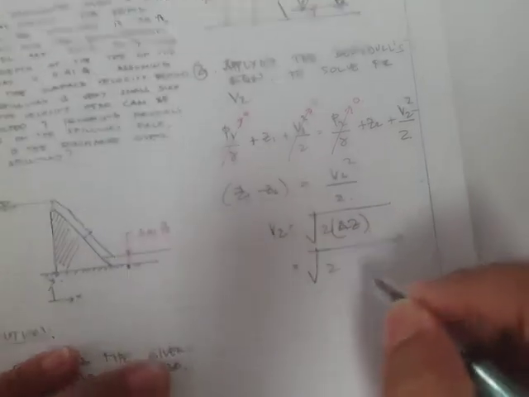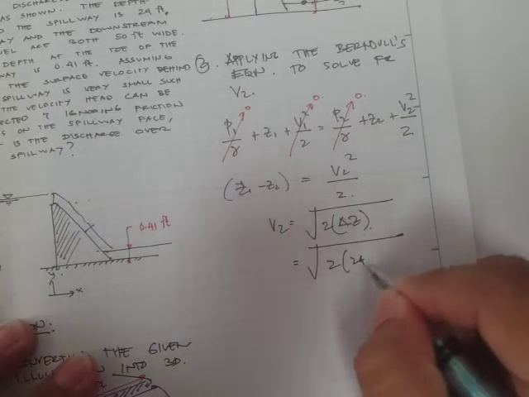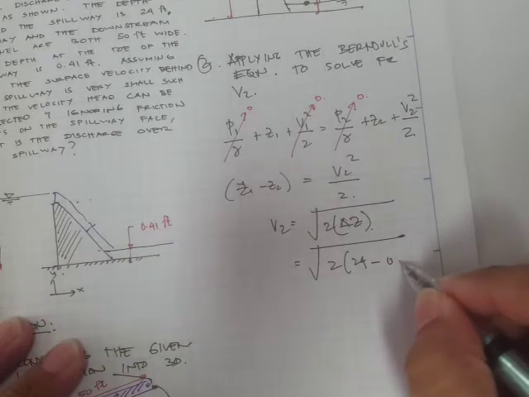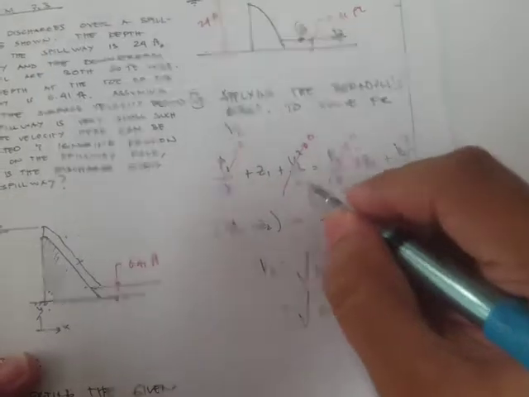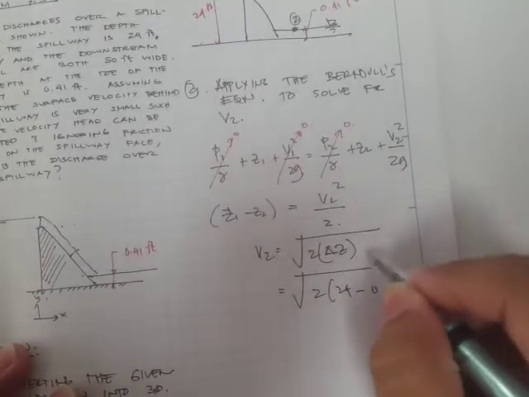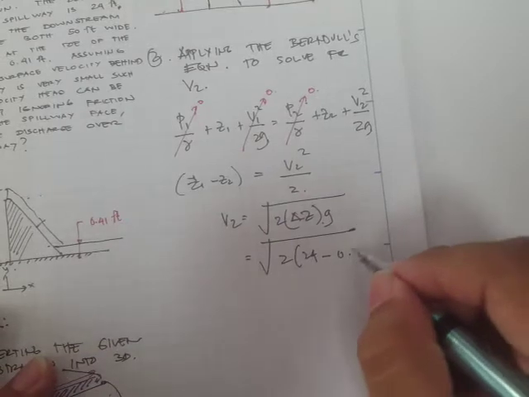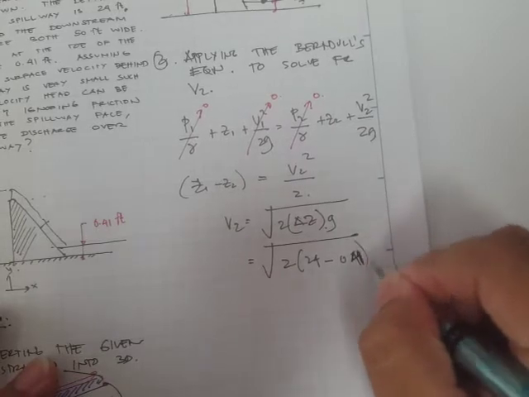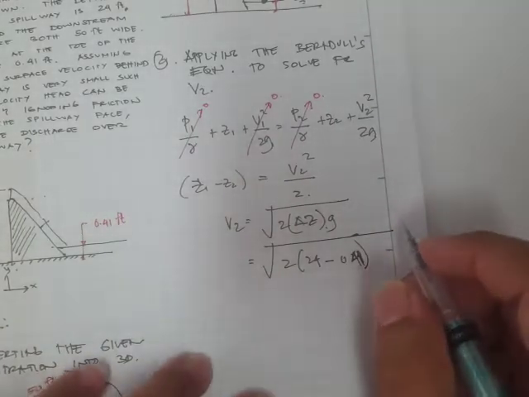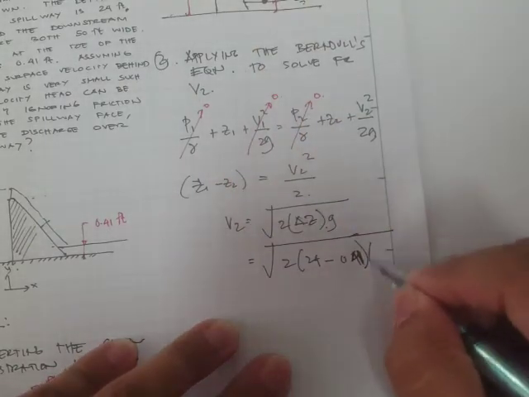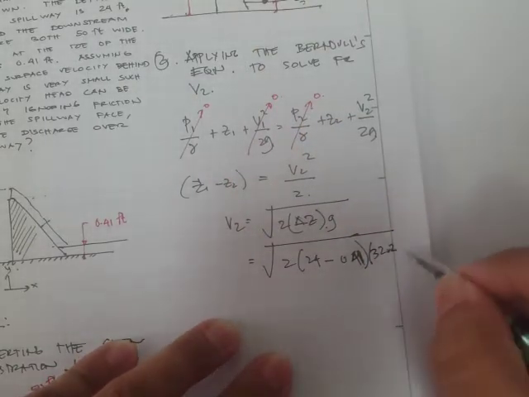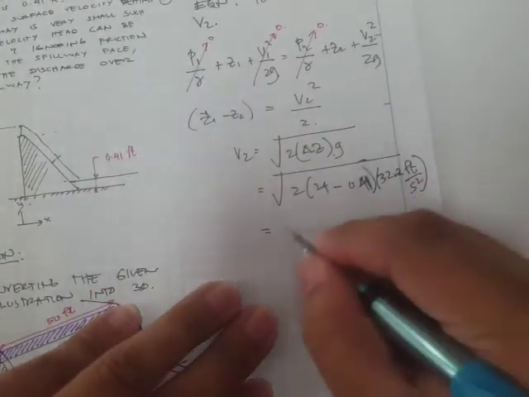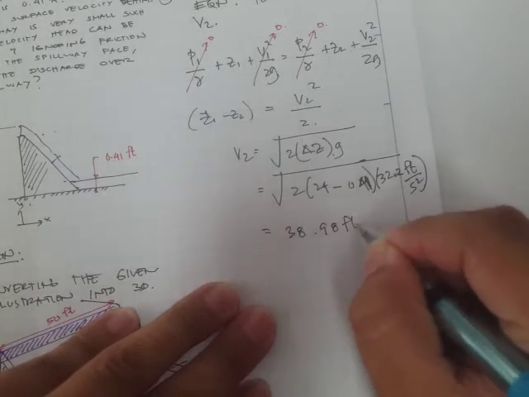So we have 2 times 24 minus 0. Sorry, this should be 2g. Right, so we have 2g times 24 minus 0.04 (0.41). Okay, times the gravitational acceleration, but in English units, and that's going to be 32.2 feet per second squared. Okay, so if you do the math, what you get is 38.98 feet per second.